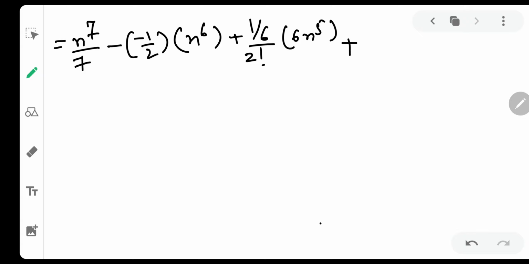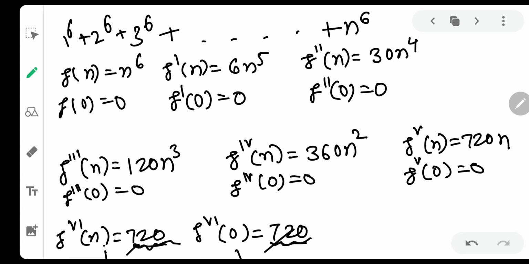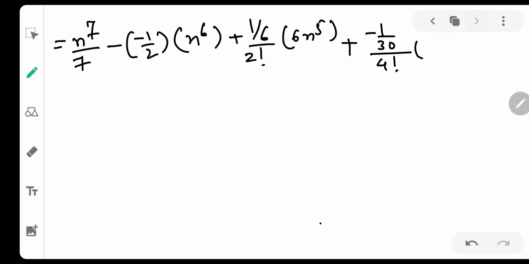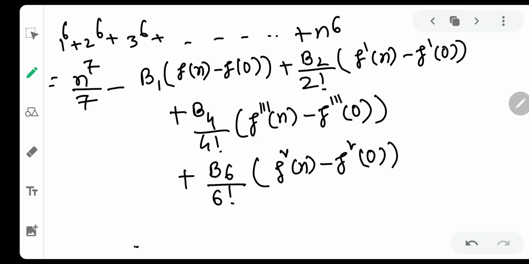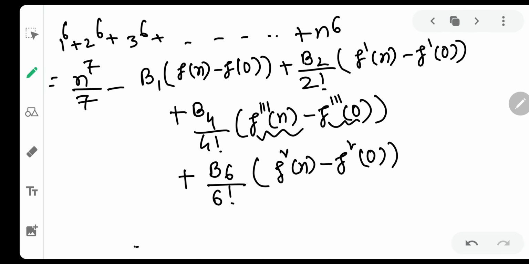Now the b4 value I had asked you to remember, which was minus 1 by 30 divided by 4 factorial. And then you need f dash 3. If you have a problem, you can check it back. What was f dash 3? That was 120 n cube. So moving ahead, we will have f3 of n minus f3 of 0. f3 of n is 120 n cube, so you can write that down, 120 n cube. Then you have b5, but b5 is 0. And then you have b6.